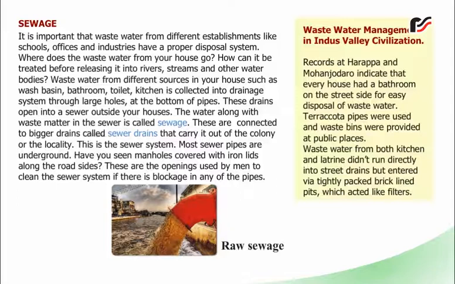Records at Harappa and Mohenjo-daro indicate that every house had a bathroom on the street side for easy disposal of wastewater. Terracotta pipes were used and waste bins were provided at public places. Wastewater from both kitchen and latrine didn't run directly into street drains but entered via tightly packed brick-lined pits, which acted like filters.